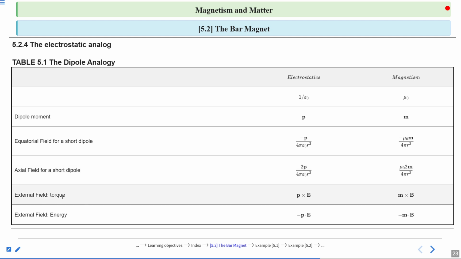When a magnetic needle or bar is placed in an external field, the torque will be P vector cross E vector, and in magnetism the torque will be M vector cross B vector. When an electric dipole or magnetic dipole is placed in an external field, the electrostatic potential energy will be minus P vector dot E vector, and in magnetism the magnetic potential energy will be minus M vector dot B vector. So this is the table for the whole topic.